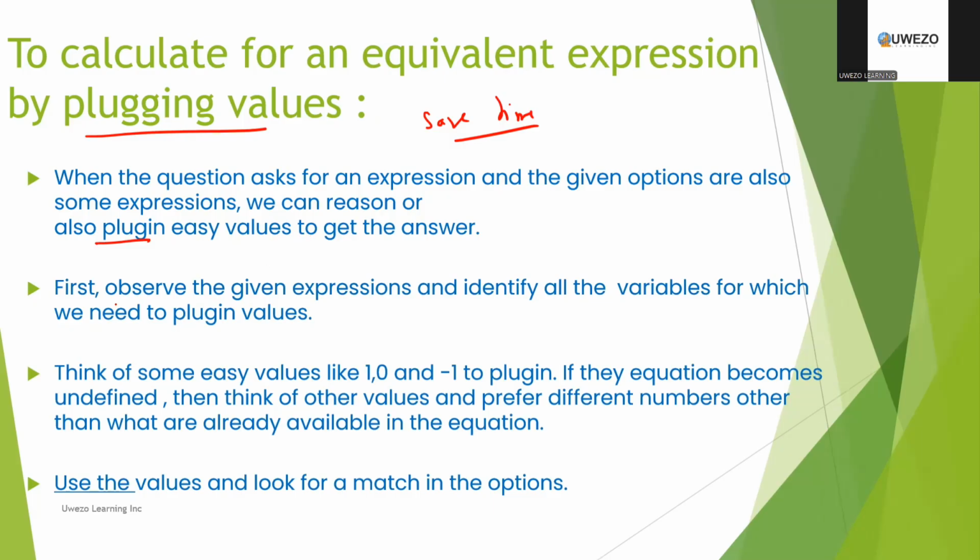For that, first we need to observe the given expressions and identify all the variables. Then think of some easy values like 0, 1, and -1 to plug in for the corresponding variable. Now, we are not going to plug in values where the expression becomes undefined. So we need to think of some other easy values and plug in different numbers for different variables so that you won't get confused. Now, use those values and look for a match in the options. We could use Desmos also to calculate the values.